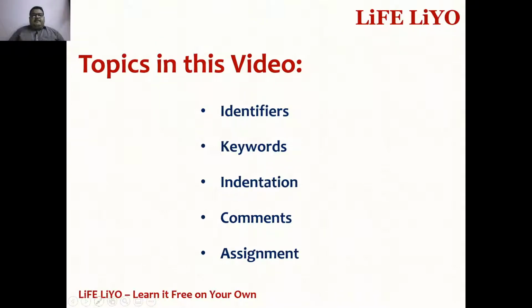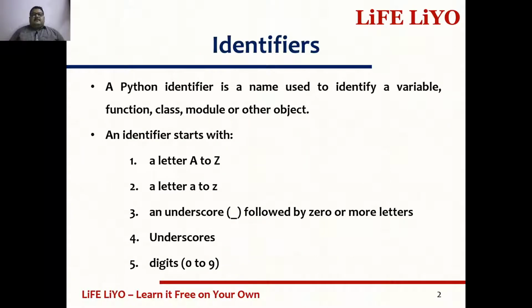In this video, you are going to learn about identifiers in Python, keywords in Python, what is indentation in Python, what are comments, and what you mean by assignment. First, identifier. Basically, in this world, if any object is there on this earth, there is a name for every object. Like that, if we want to use anything in our Python programming, there should be a name. That name is nothing but an identifier.